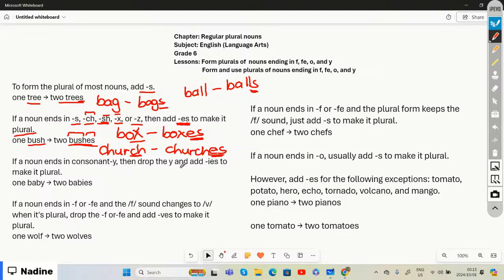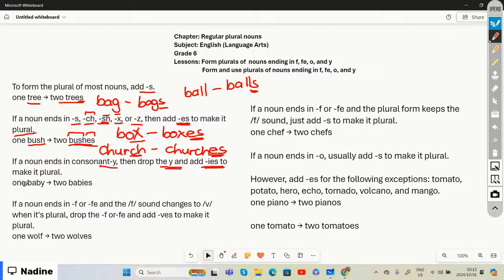All right, so we're going to continue. Now it says if a noun ends in the consonant Y, then all you have to do is drop the Y, that last letter, and you need to add IES to make it plural.